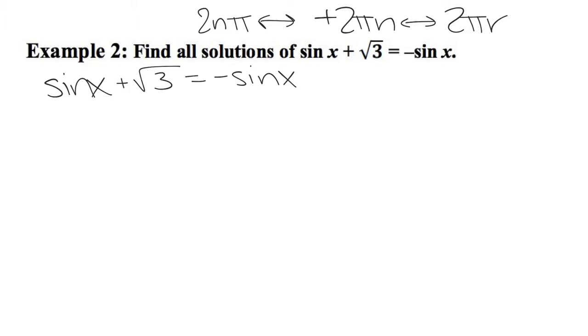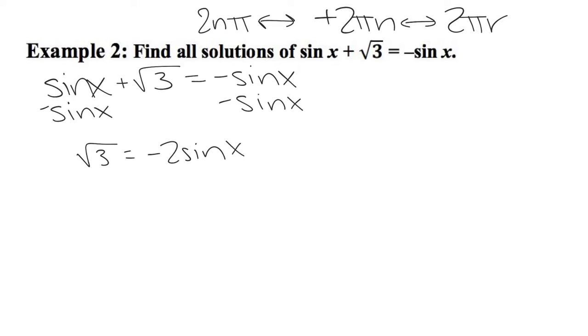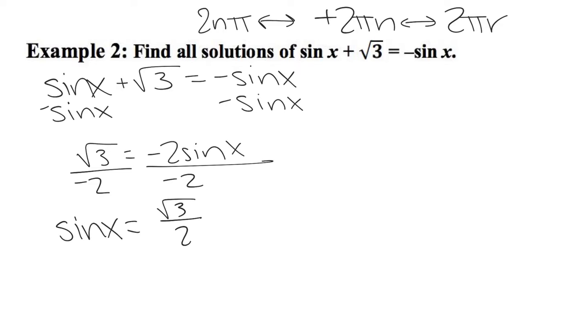I'm going to go ahead and move that sine x. That gives me root 3 equals negative 2 sine x. Divide by a negative 2. I need to see where sine x is root 3 over 2, and it's a negative root 3 over 2, so I'm looking for those pieces.